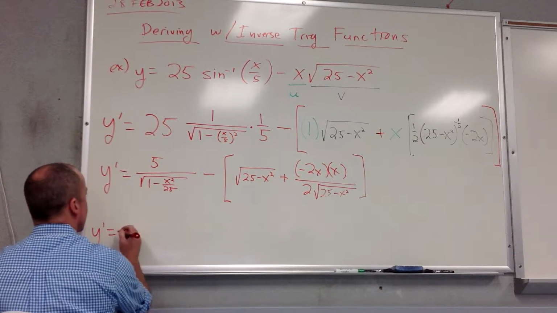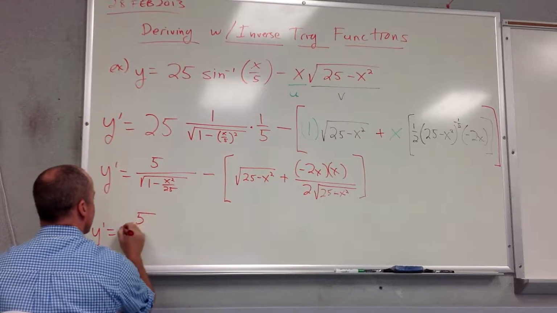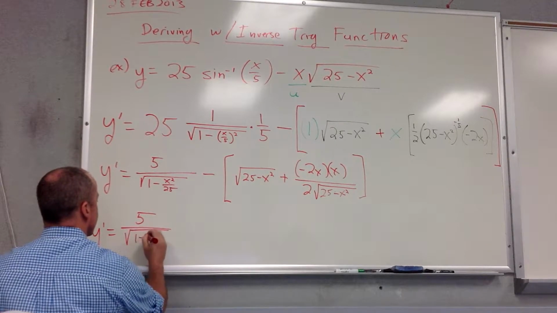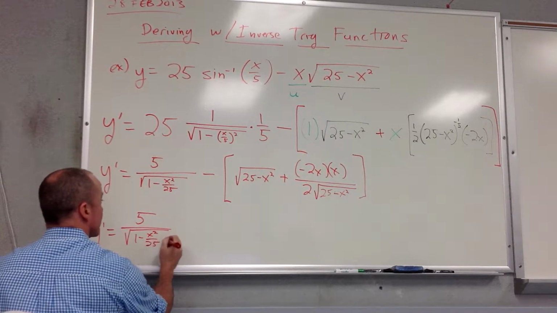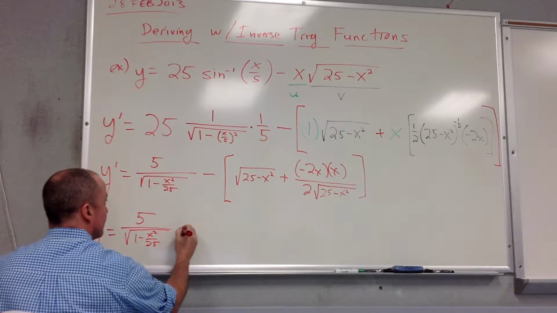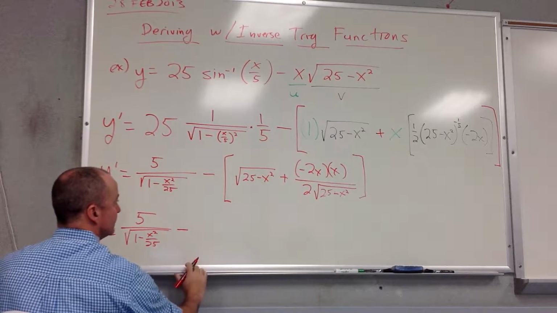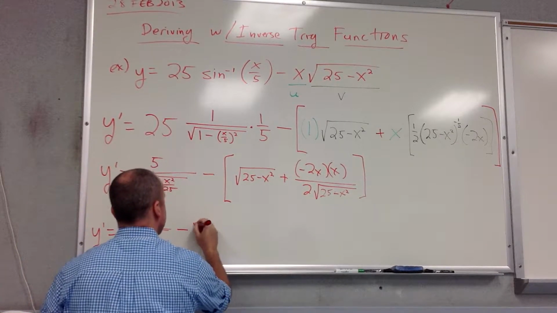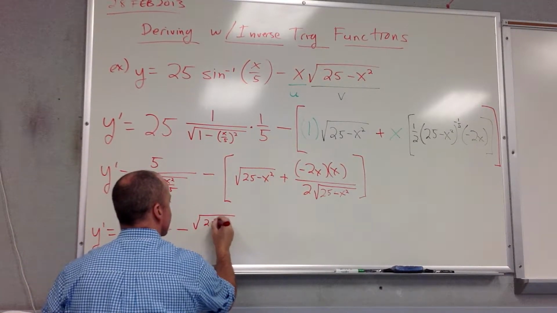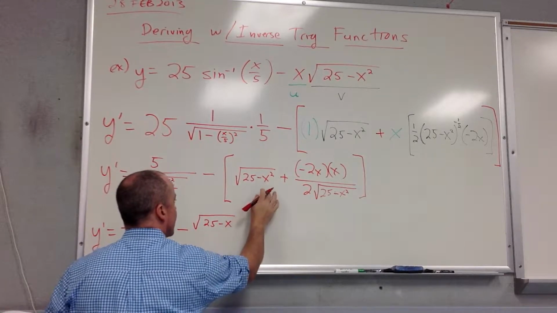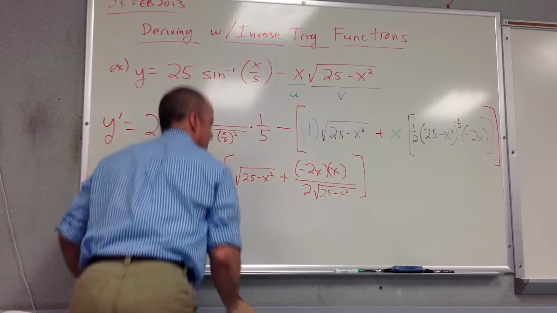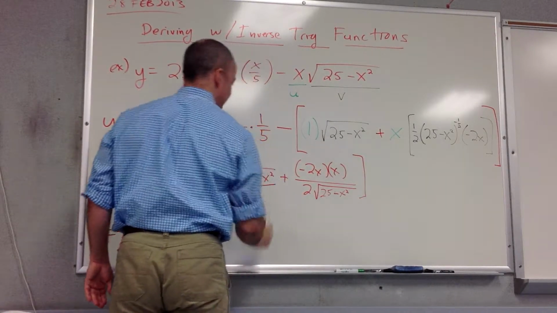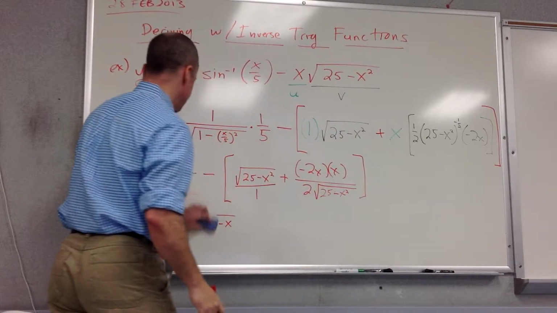So y prime is 5 over root 1 minus x squared over 25 minus, I guess, see where this is going, but I'll hold off a second. I'm going to make this, I could make a common denominator here. If I put that over 1, let's do that in this step.